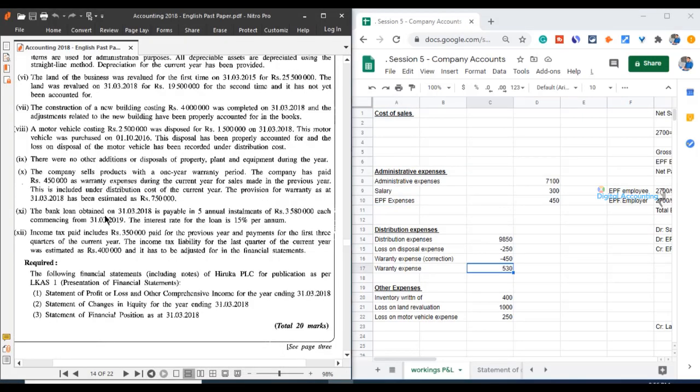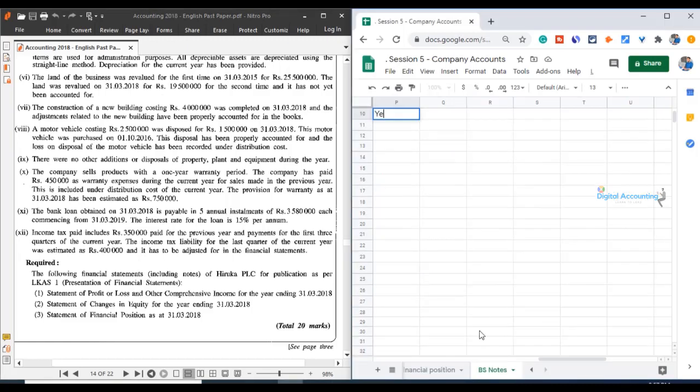Additional information 11. The bank loan obtained on 31st March 2018 is payable in 5 annual installments of rupees 3,580,000 each, commencing from 31st March 2019. So the installment is going to start in next year, the end of the next year. The interest rate for the loan is 15% per annum.